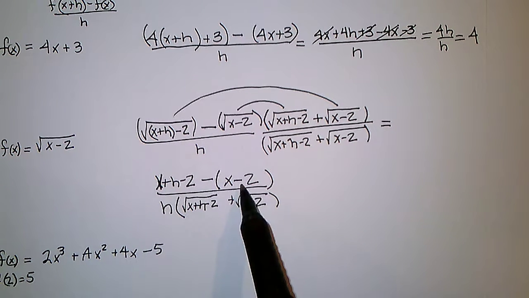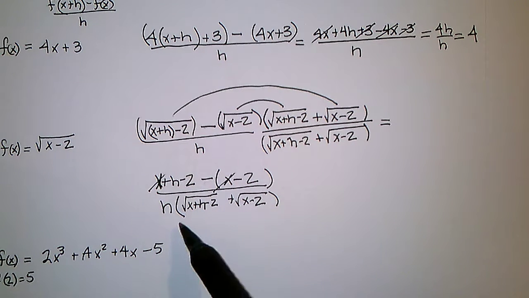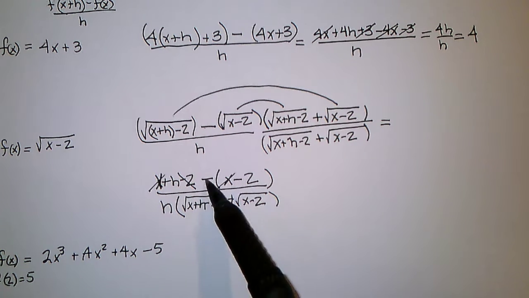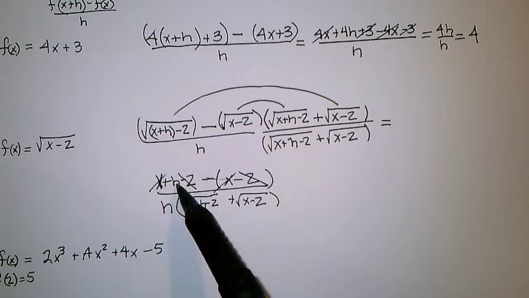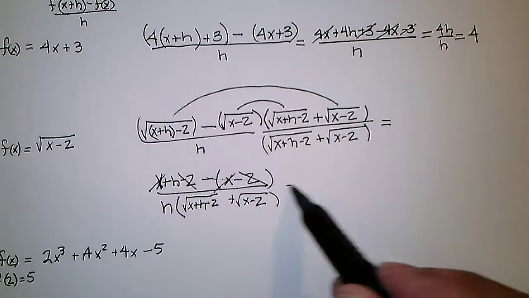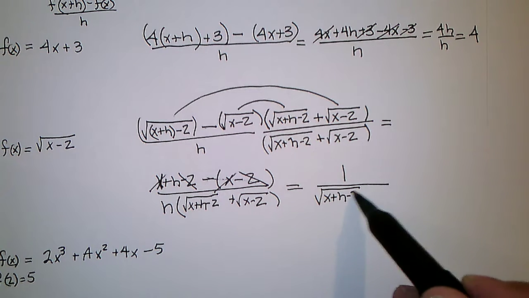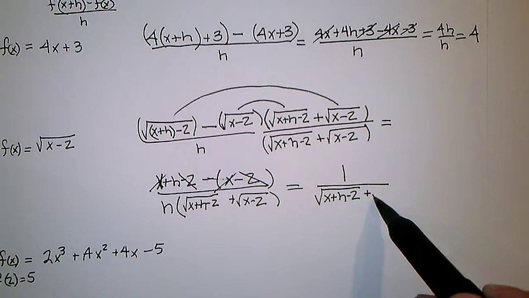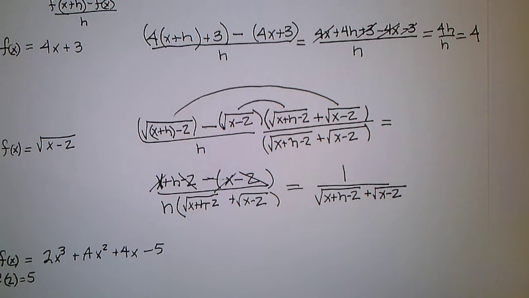Now we're hoping that we get down to just h's again. So we've got a plus x and a minus x. We got a minus 2, and we got minus a minus, which is plus 2. And so that's all going to cancel. And I have h over h times this. The h's will cancel, and I'll be left with 1 over the square root of x plus h minus 2 plus the square root of x minus 2. That's all, it all worked out. Okay?